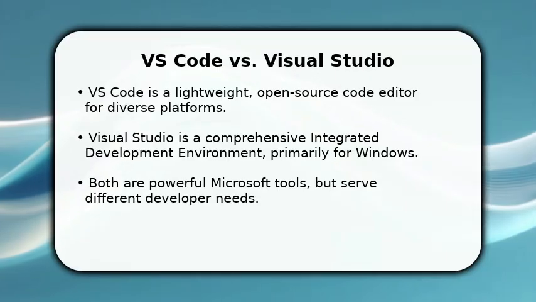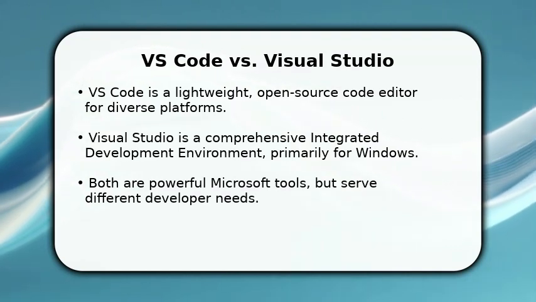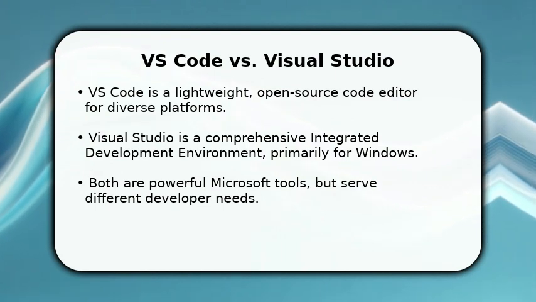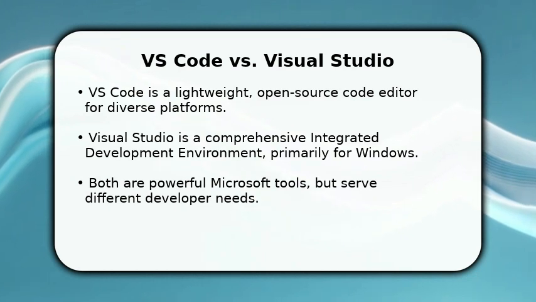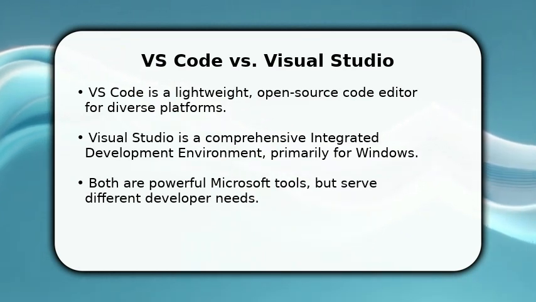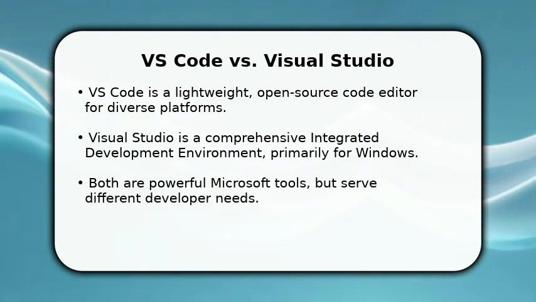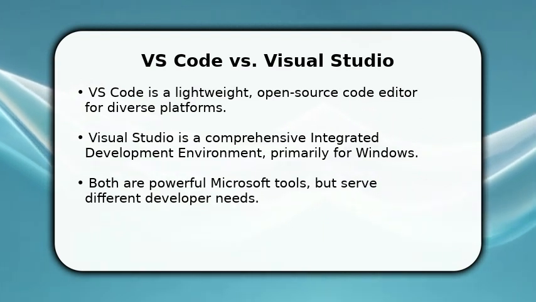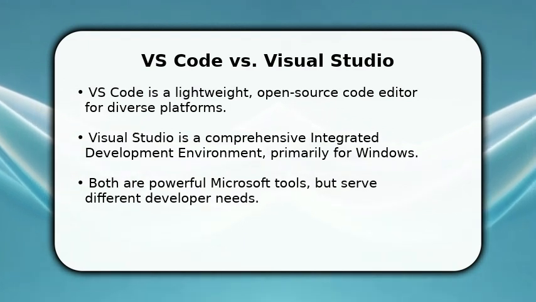In this video, I will compare VS Code versus Visual Studio. We will explore their key differences, helping you decide which tool best suits your development needs. Visual Studio Code, often called VS Code, is a streamlined, open-source code editor. On the other hand, Visual Studio is a full-featured integrated development environment, or IDE. While both are excellent for coding, they cater to distinct project types and developer preferences. Understanding their core functionalities is crucial for making an informed choice.